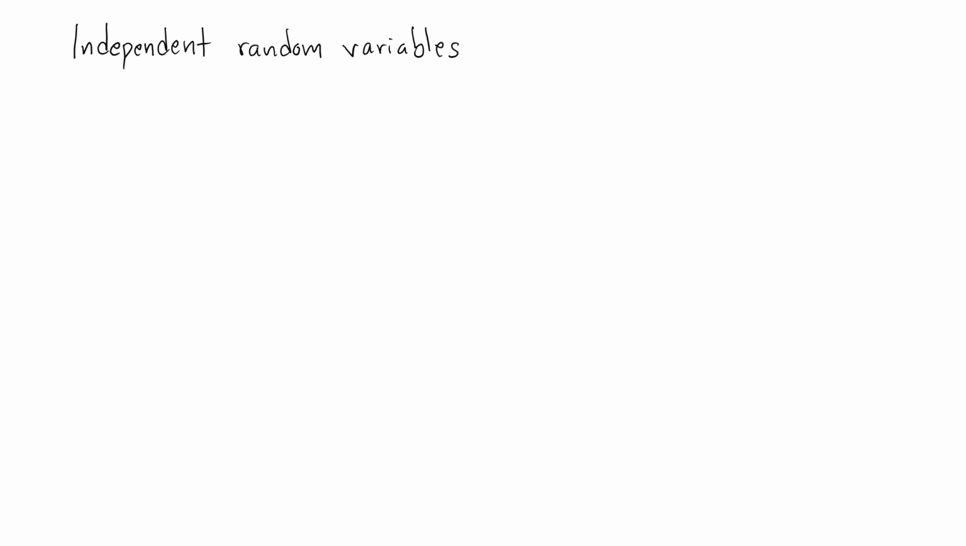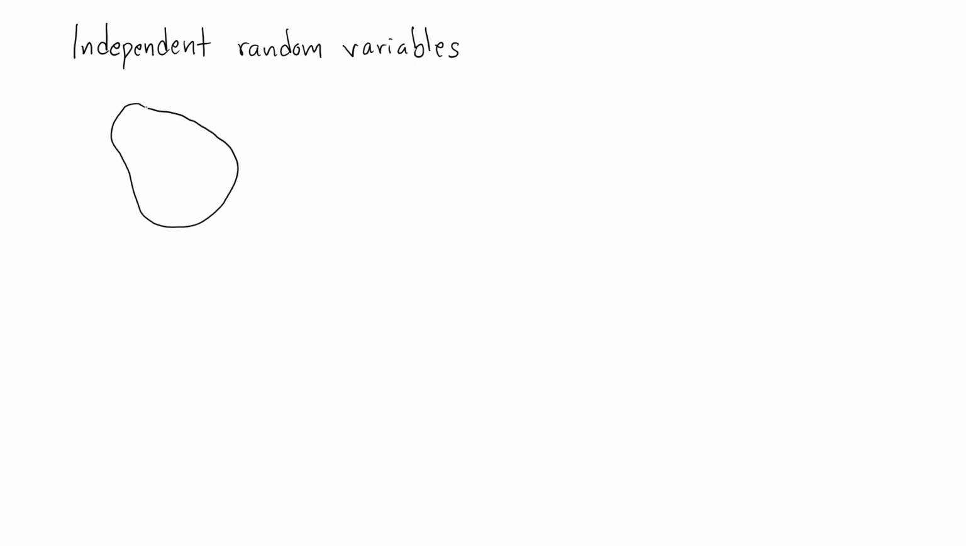In this lecture, we'll define a very important concept in probability theory, namely independence, and what we mean by independent random variables. The definition of independence between random variables is based on the definition of independence of events. So let's go back and remind ourselves of what we mean by two events being independent.